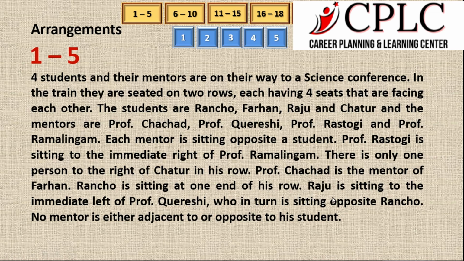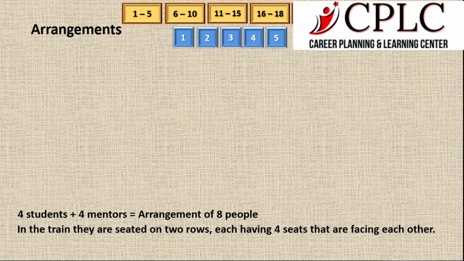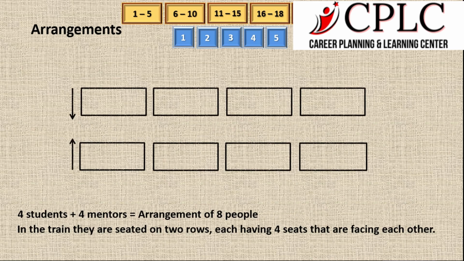Raju is sitting to the immediate left of Professor Qureshi, who in turn is sitting opposite to Rancho. So Professor Qureshi is opposite to Rancho, and immediate left of Professor Qureshi, Raju is sitting. When you try to connect these 3 statements together, you'll realize that out of the 4 possibilities, 2 will go off, and then you can start plotting the data. So now I think you have got what you were looking for. Please try this with this particular idea, and you should now be able to get the answer.